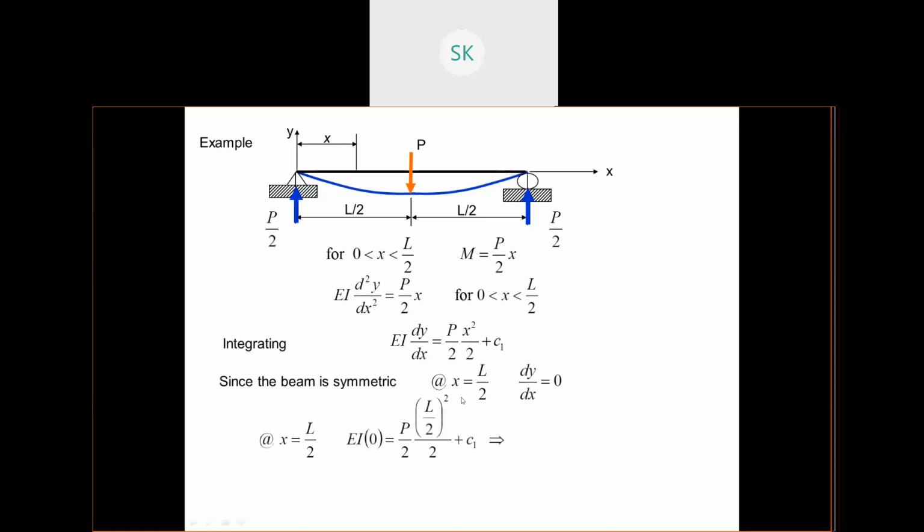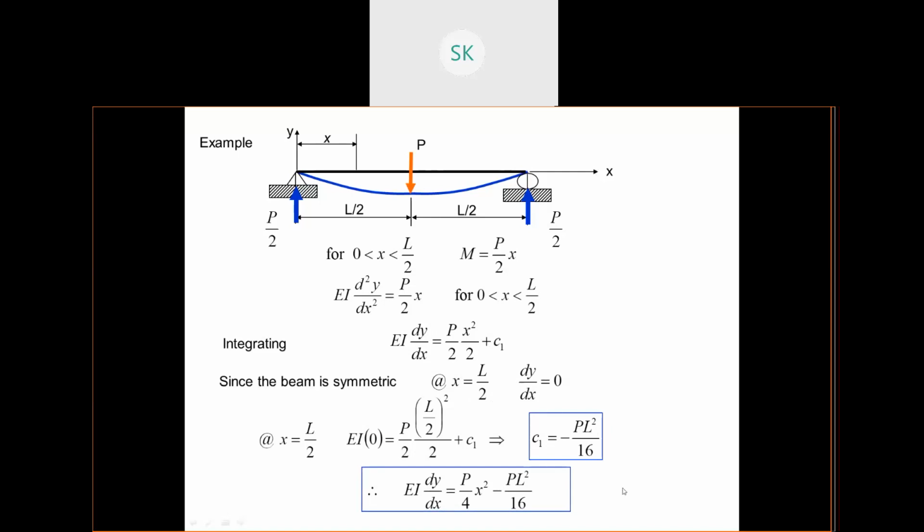Since the beam is symmetric, at x equals L by 2 your dy by dx will be 0, that is, your slope will be 0 at this position. So I have taken x equals L by 2, dy by dx equals 0. You were asking why dy by dx: this is the slope. Where the slope is 0, take x equal to that distance only. Find the C1 value and put it in this equation. This is your slope equation for a simply supported beam with point load.